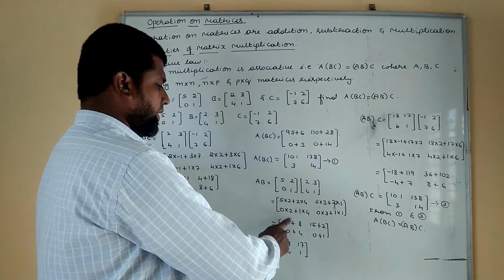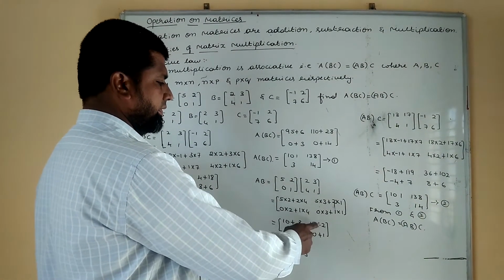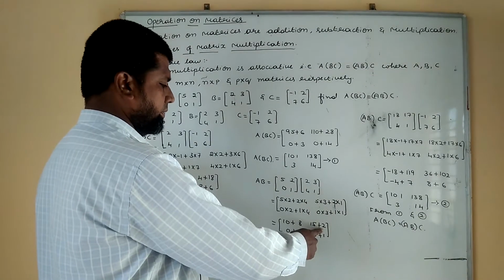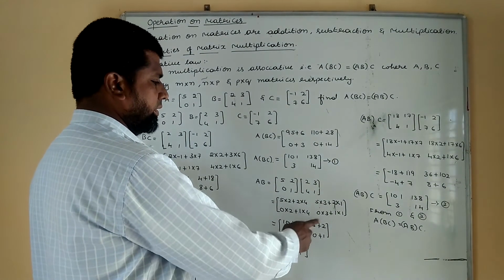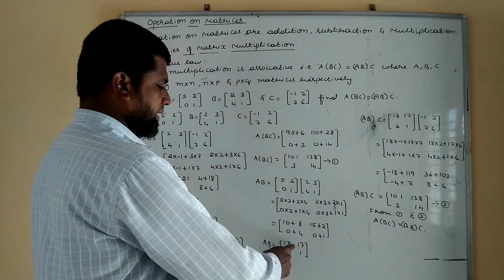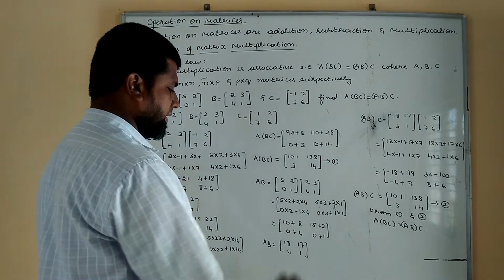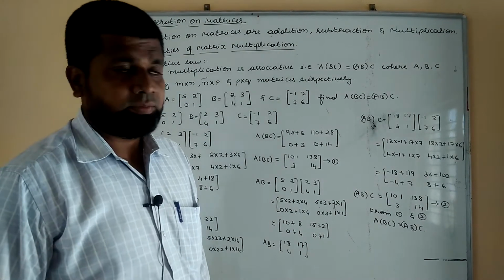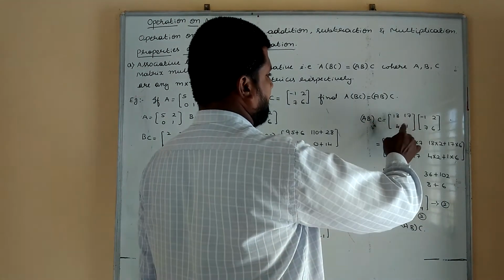So 5 into 2 is 10, then plus 2 into 4 is 8, 5 3s are 15, plus 2 into 1 is 2, 0 into 2 is 0, plus 1 into 4 is 4, 0 into 3 is 0, then 1 into 1 is 1. 10 plus 8 is 18, 15 plus 2 is 17, then 0 plus 4 is 4, 0 plus 1 is 1. We got the AB. Let us multiply AB with C. We have taken the AB. AB is 18, 17, 4, 1.